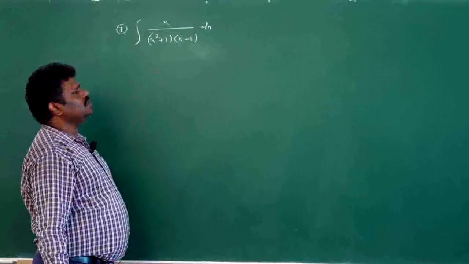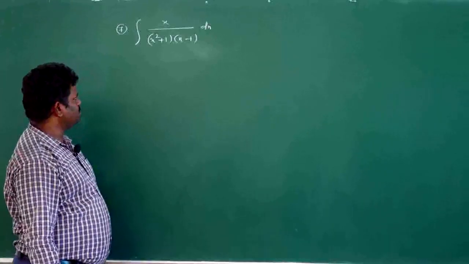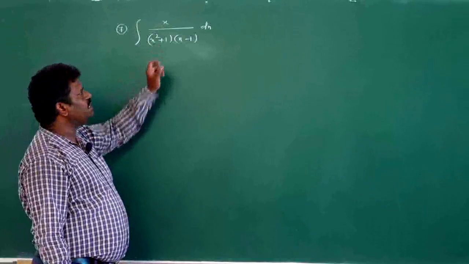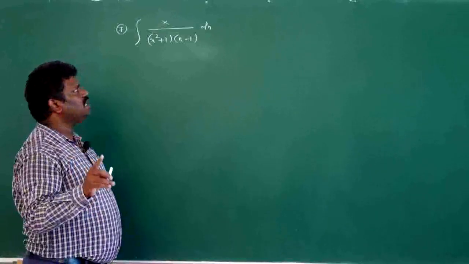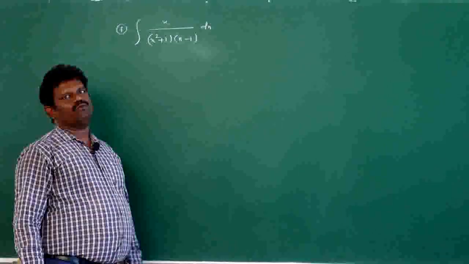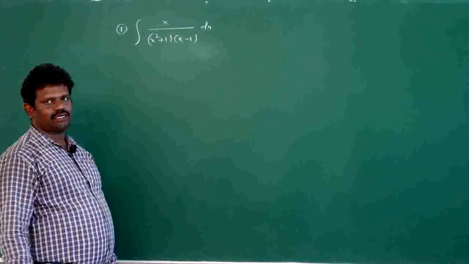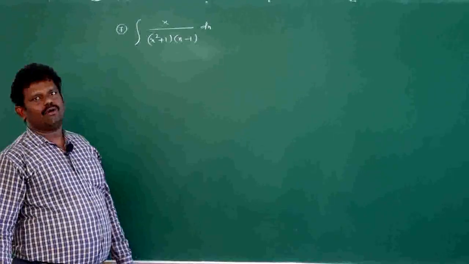Right, seventh one, Sima: integral of x by (x square plus 1)(x minus 1) dx. Here the numerator degree is 1 and the denominator degree is 3. Since 1 is less than 3, this is a proper fraction. So no problem, we directly apply the partial fractions method.